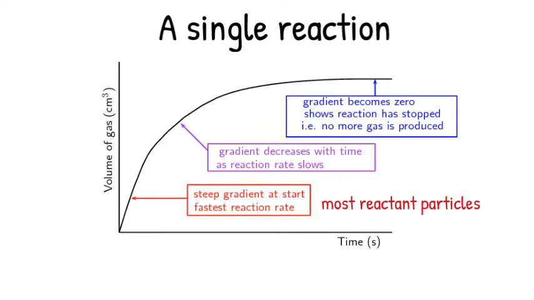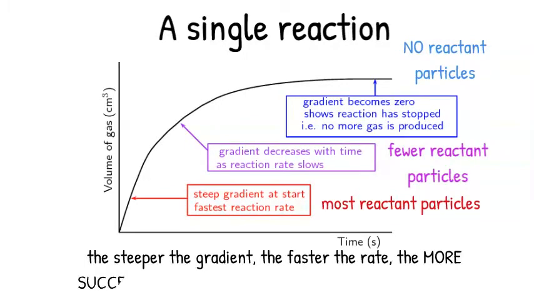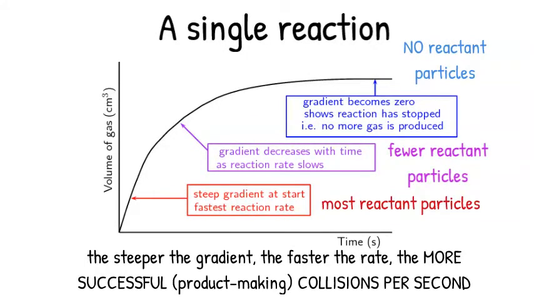At the start, we have all reactant particles, so the chance of a successful collision occurring is quite high. And this means a lot of reactant particles are being converted to products every second. A little bit later, some of the reactants have already been converted to products, so therefore the rate slows down with fewer successful product-making collisions per second. And finally, at the end, all the reactants have been converted to products, so there is no reactant particles left to successfully collide, so the reaction rate is zero.